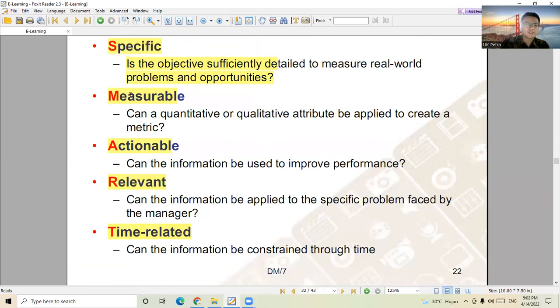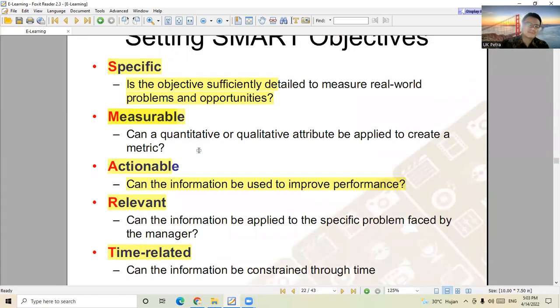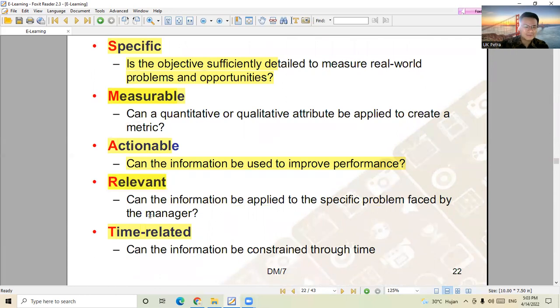Measurable. I think this is the most important one. Whether the objectives can be quantified, can be measured, whether quantitatively or qualitatively. Actionable: can the information be used to improve performance? In other words, whether our strategy can be performed or not. The 4th one is relevant, and the 5th one is time related.